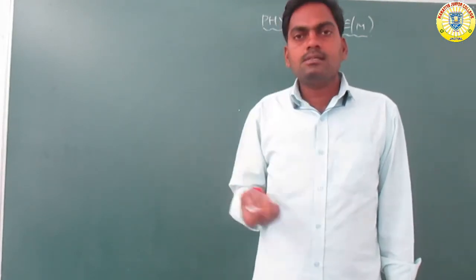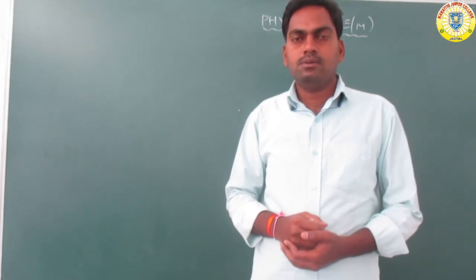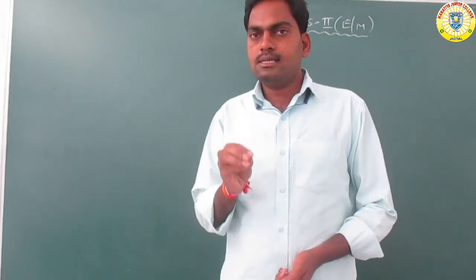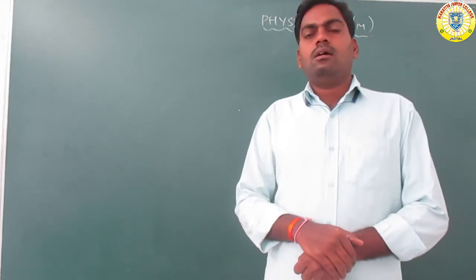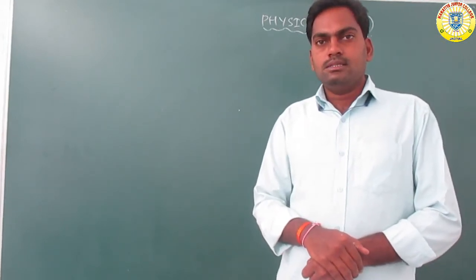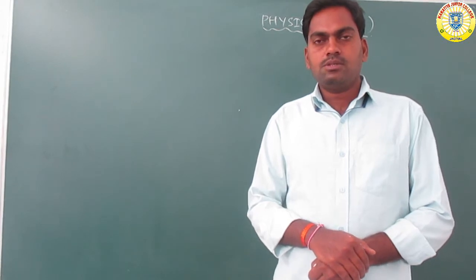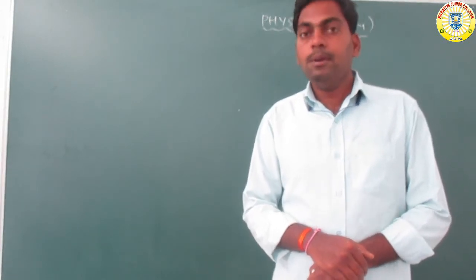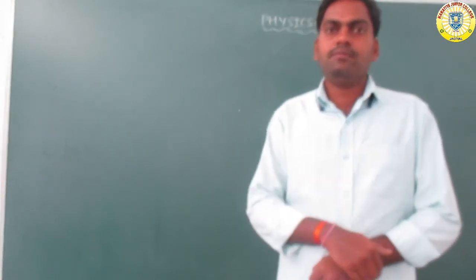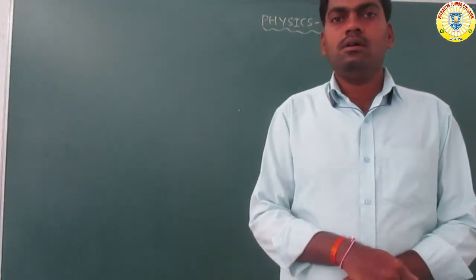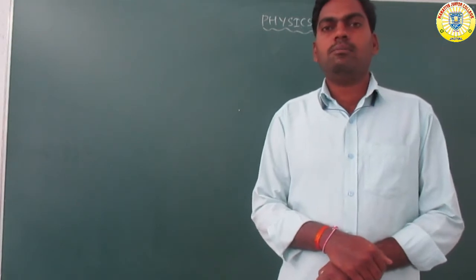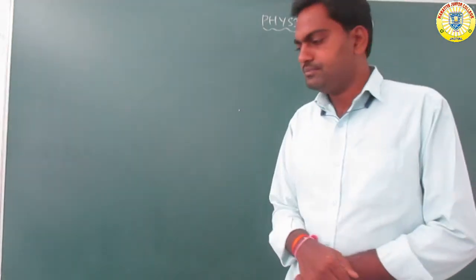Today we discuss another topic, called the Cartesian sign convention. Also now we discuss the image distance. First of all, we find the mirror equation: 1 by f is equal to 1 by v plus 1 by u.